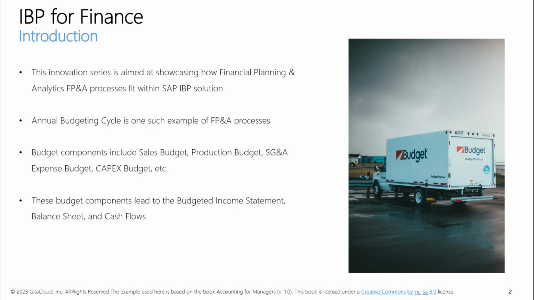finance during budget iterations. GitaCloud has developed a unified IBP planning model to support both sales and operations planning processes as well as financial planning and analysis processes. We will showcase this model in this IBP for Finance series. The example used here is taken from the book, Accounting for Managers.